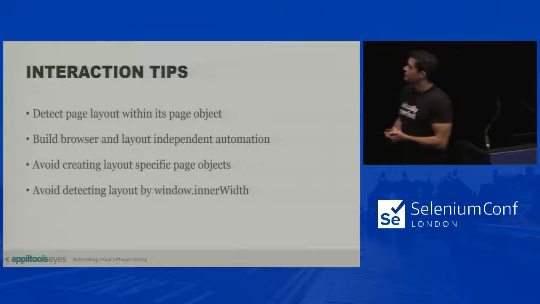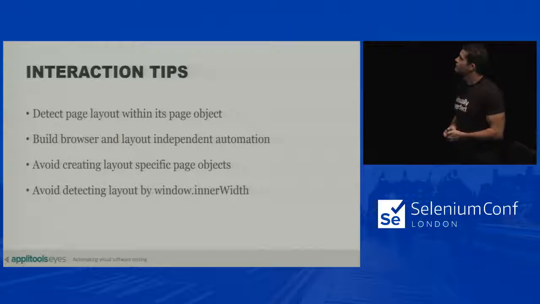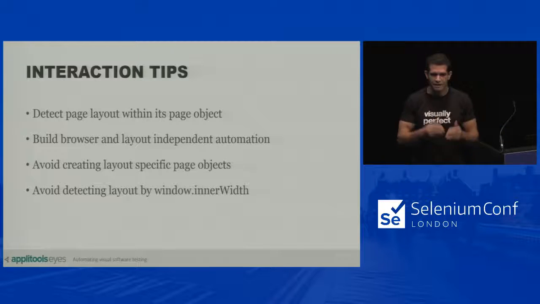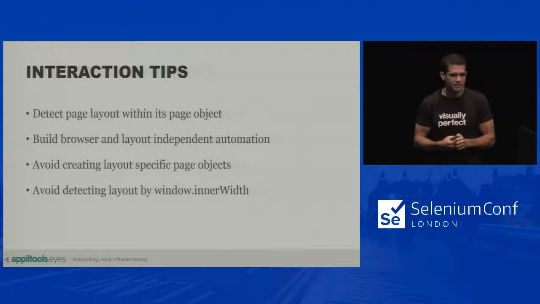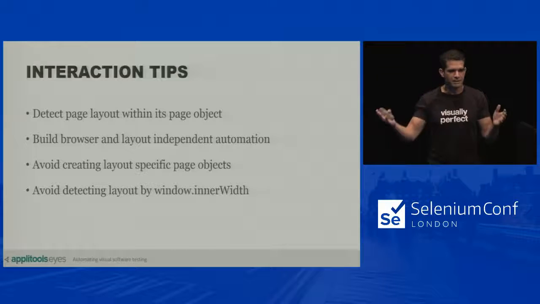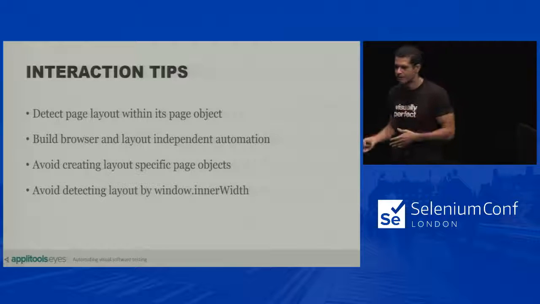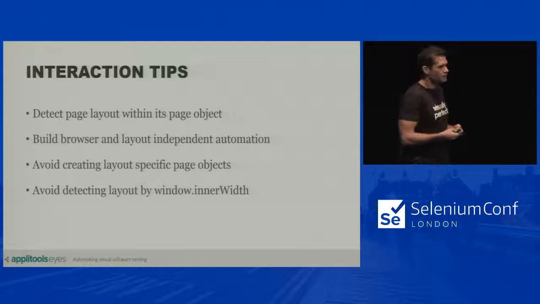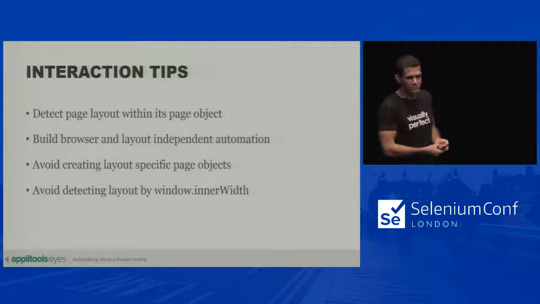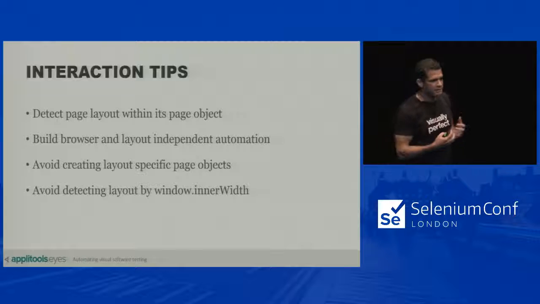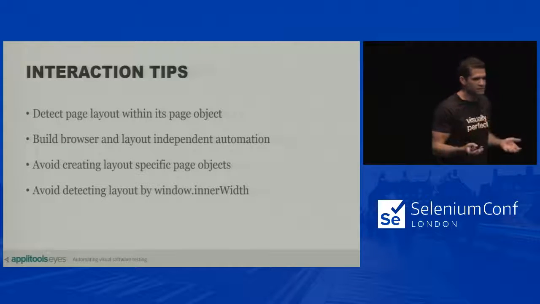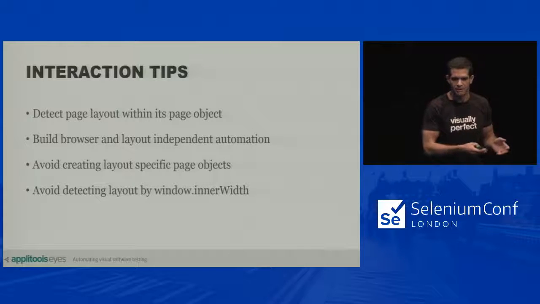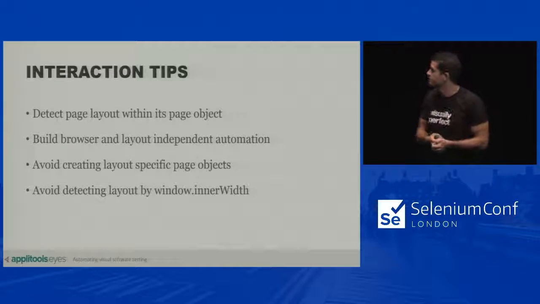So the first tip suggests that you should detect page layout within its page object. So just like anything that we do with page objects, we have different pages in our application. Each of them can have different layouts and different layout transition rules. So the best place to encode these rules is inside the page objects and not inside your tests. This way, if these rules change in some way, you only need to update the page object and you don't need to touch your test at all.